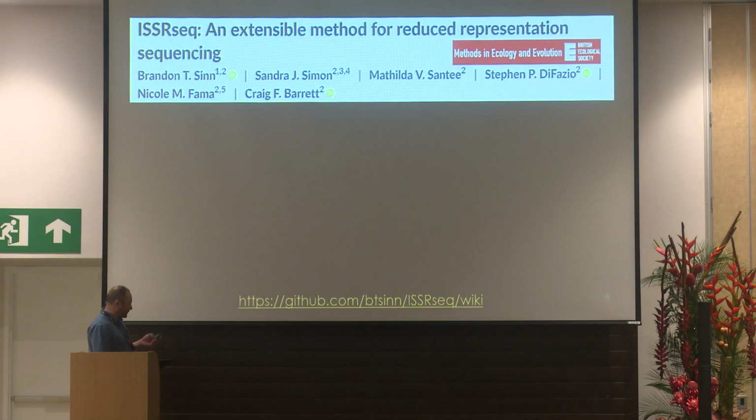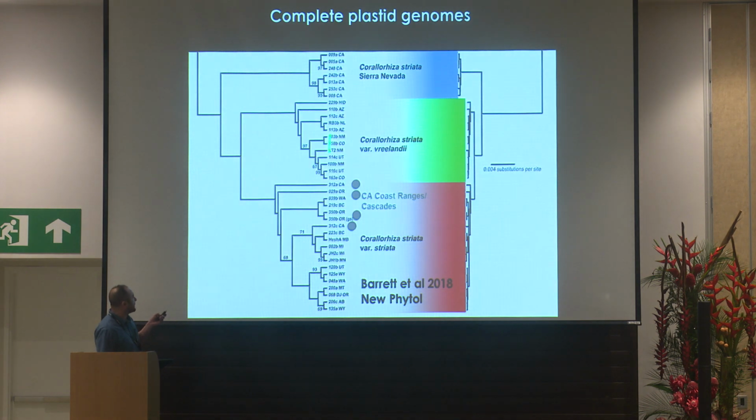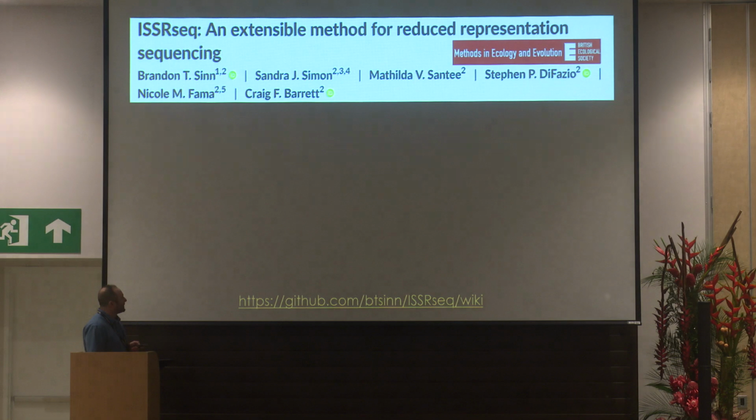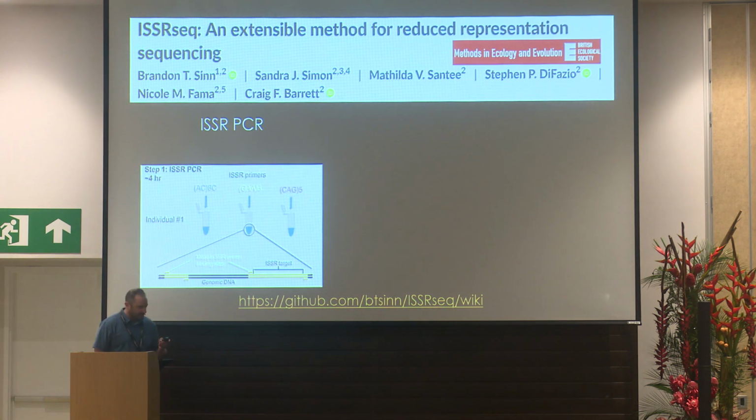So in order to, well, the question, let me backtrack for a second. The question is, do these lineages actually represent separate species, or are we just looking at population structure here? To help us address this question, we came up with ISSR-seq. This is a pretty straightforward method based on PCR amplification using microsatellite motifs as primers. And so you'd amplify several ISSR motifs across the genome.